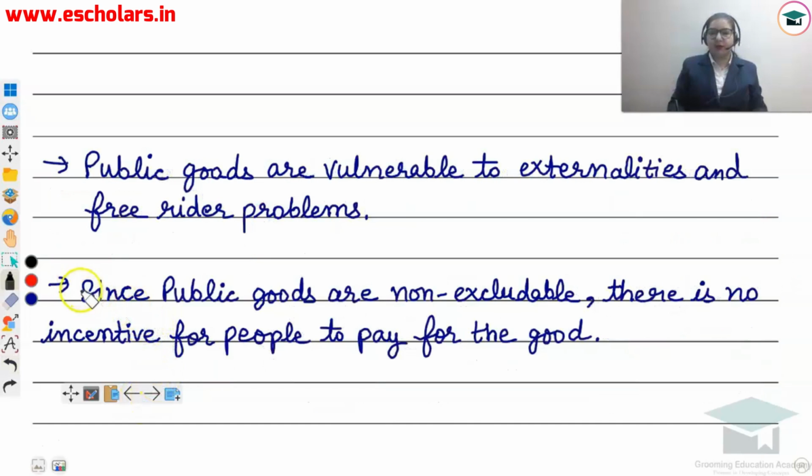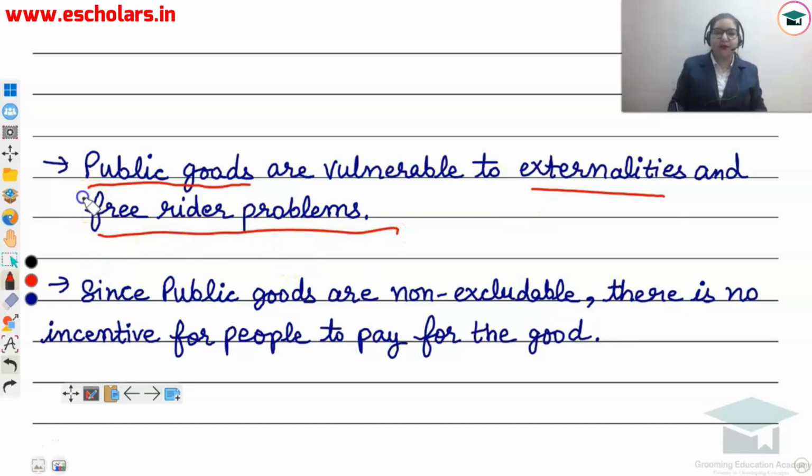Now students, we will see how public goods lead to market failure. See students, public goods are more prone to externalities and free rider problems. Now what do you mean by free rider problems? Free rider problem means that since public goods are available free of cost to all the people living in the society, every person wants to extract more of it.